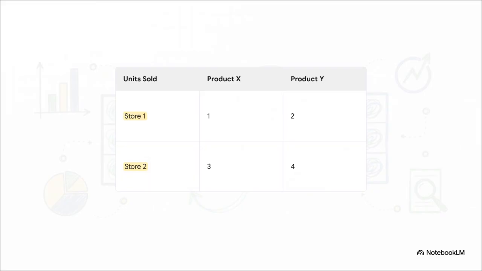So let's give matrix A a job. From now on, it's not just numbers. It's our units sold matrix. Look at how it's structured. The rows represent our two stores, Store 1 and Store 2, and the columns represent our two products, Product X and Product Y. So that number 1 in the top left, that means Store 1 sold 1 unit of Product X. The 2 next to it, 2 units of Product Y sold at Store 1. See? Every number now has a specific real-world meaning.